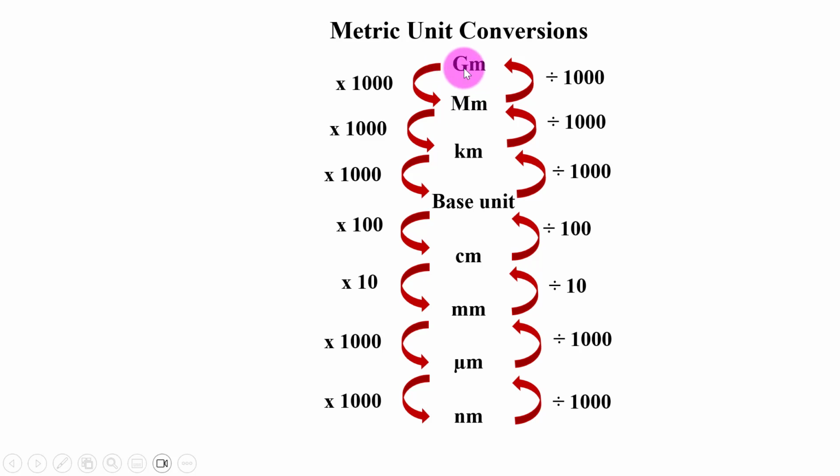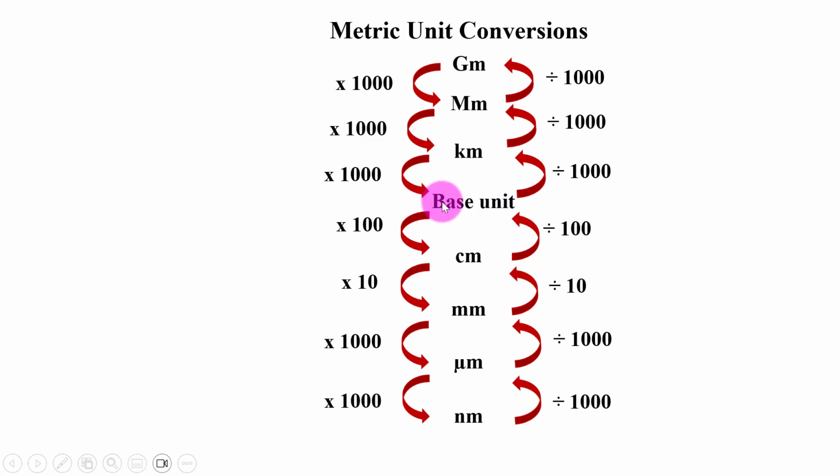If I want to go from gigameters, so the amount that I'm given in the problem is gigameters, all the way to centimeters, how many steps is that? 1, 2, 3, 4 steps. And I need to move the decimal to the right 1, 2, 3, 4, 5, 6, 7, 8, 9, 10, 11 times. So I move the decimal to the right 11 times, or I multiply by 1 times 10 to the 11th, because I have 11 zeros.